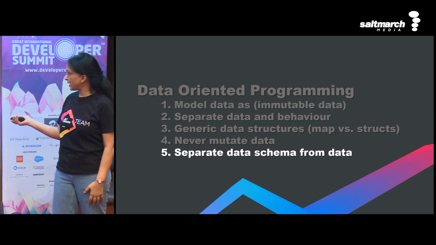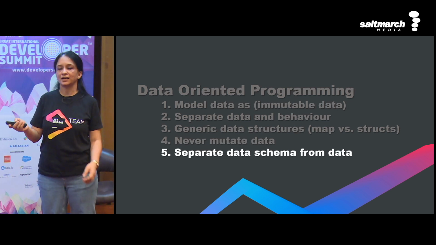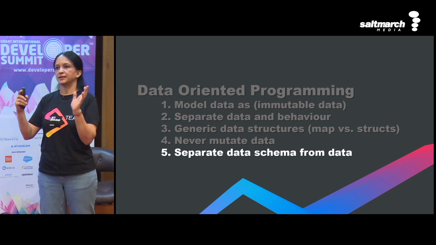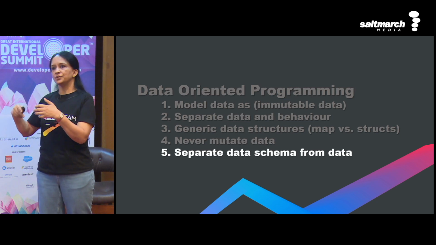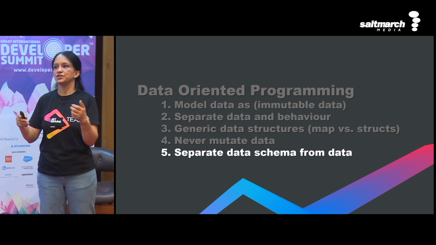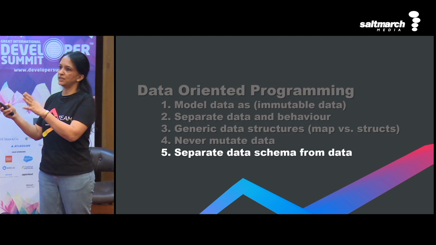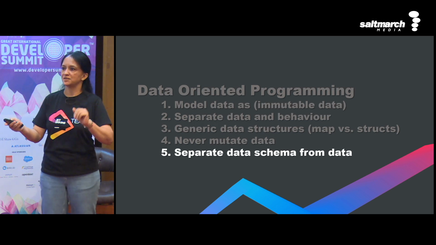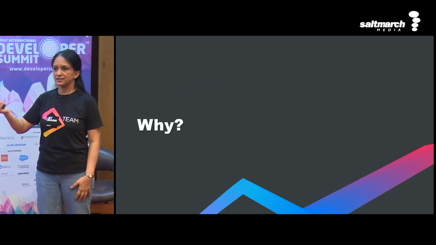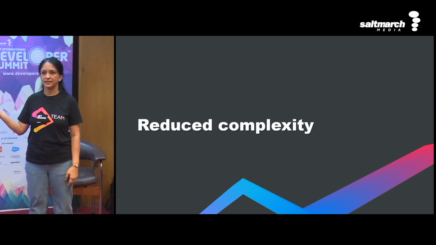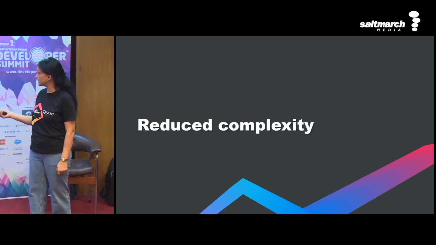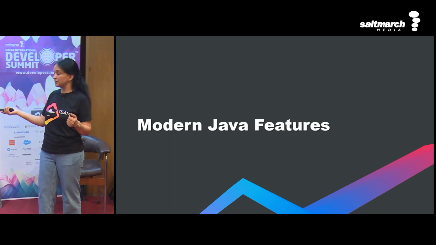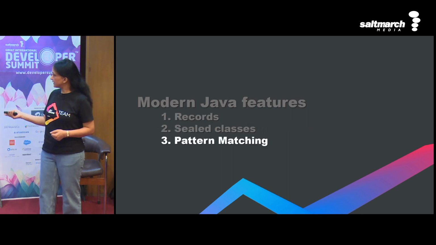And we also talk about separating the data schema from data. When I say data schema, I'm talking about metadata. A lot of times we use data schema and include that as part of our data, which we should not, because that is the logic and should preferably go into another class, not be defined as part of the data. Now, of course, the big question was why data-oriented programming? Because it reduces the complexity of your system. And as I mentioned, I would be covering a couple of Java features, which are records, sealed classes, and pattern matching.